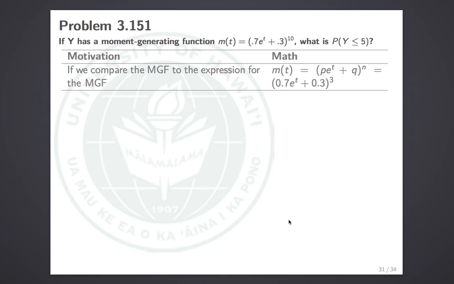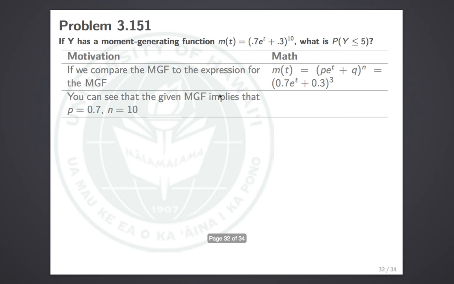For problem 151, if Y has a moment generating function of m(t) equals the given expression, which you can tell has the form of a binomial distribution moment generating function, what is the probability that Y is less than or equal to 5? As you can see, p is 0.7, n is equal to 10, and q is actually 0.3, but we don't need q in our calculation.